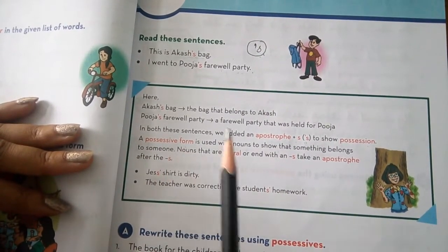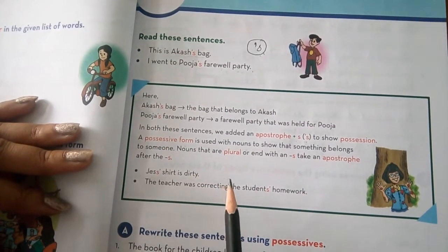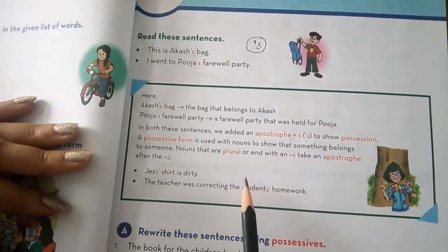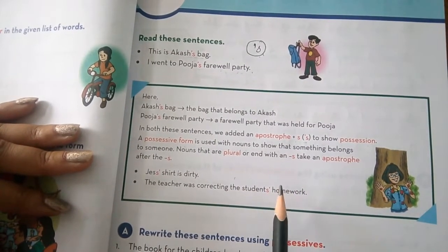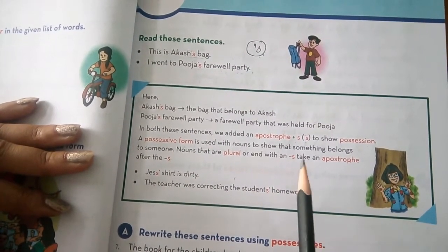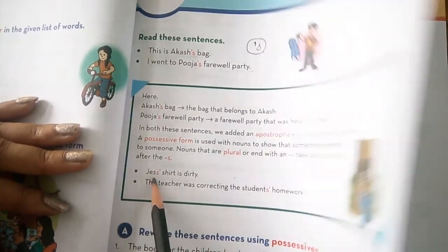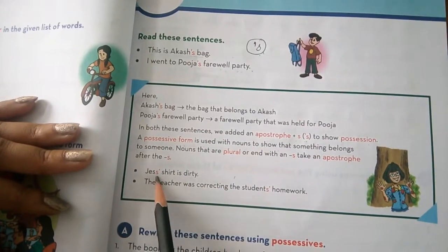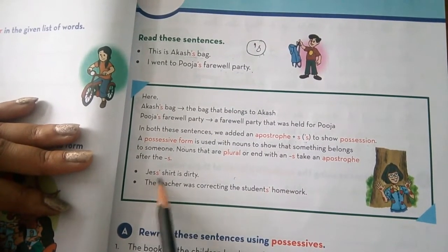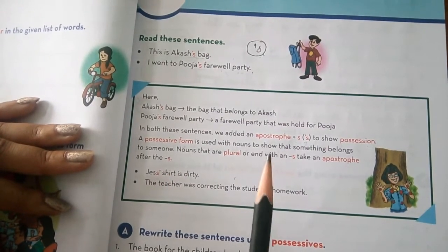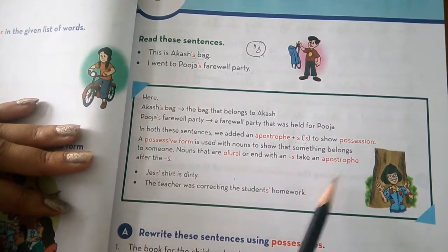Okay. And suppose one more thing is there. If there is a plural form in the sentence, at that time we will not put the s with the apostrophe. We just simply write it like this. Jaz's shirt is dirty. Double s is there, s is already there, so we will write just a simple apostrophe. Okay, so this is the possession.